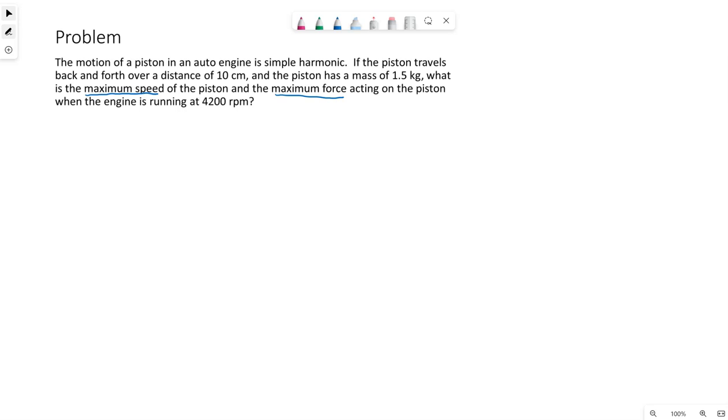All right, so what do we know here? Simple harmonic means it's going through ideal oscillations. It's traveling back and forth over a distance of 10 centimeters. So if we were to graph its motion, however it started, this distance is 10 centimeters. So that means the amplitude of the motion is 5 centimeters.